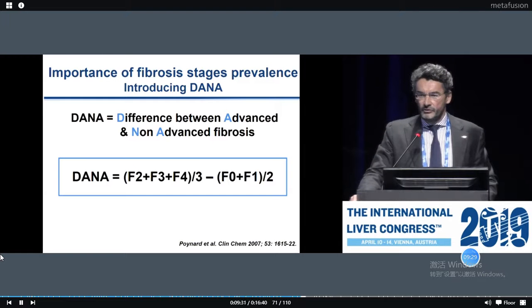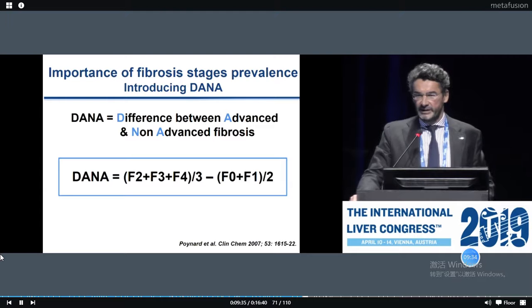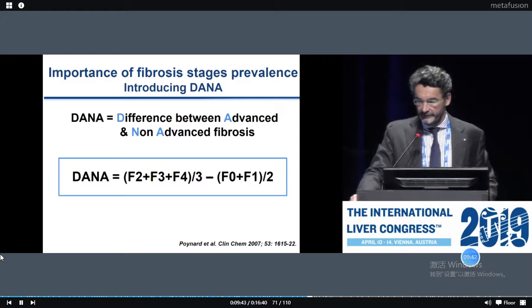And let me introduce the DANA, the difference between advanced and non-advanced fibrosis. You should read actually significant fibrosis. This is F2, F3, F4. So you pool the difference between F2, F3, F4 and F0 and F1 in your population.